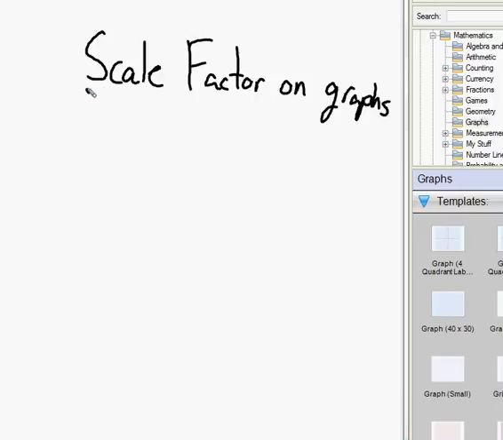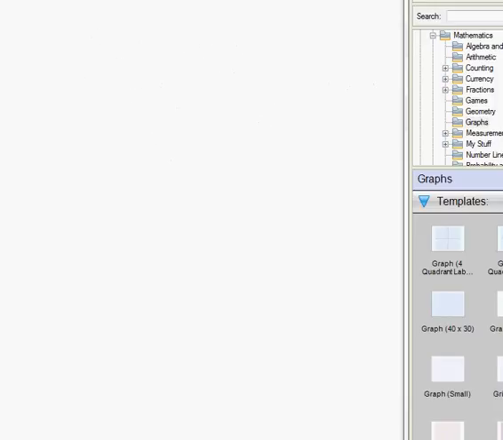So we are still working on scale factor. We're going to take a figure and we're just going to make it bigger or smaller. That's the same definition for dilation. The scale factor is the ratio at which it's taking place at. Dilation is typically more of an 8th grade standard.